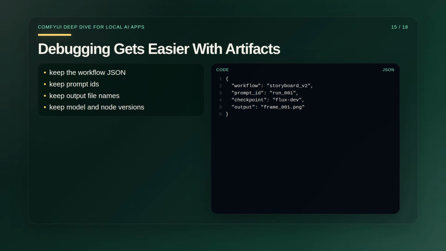Keep the submitted workflow, the run ID, the node versions, the model choices, and the outputs. Then debugging becomes normal engineering work. You can compare runs, reproduce failures, and see what actually changed. Without that trail, the runtime can feel opaque.